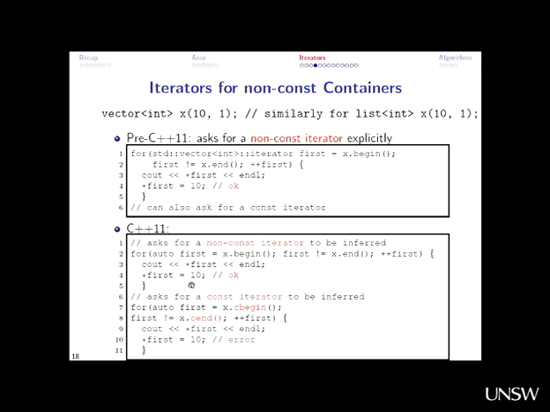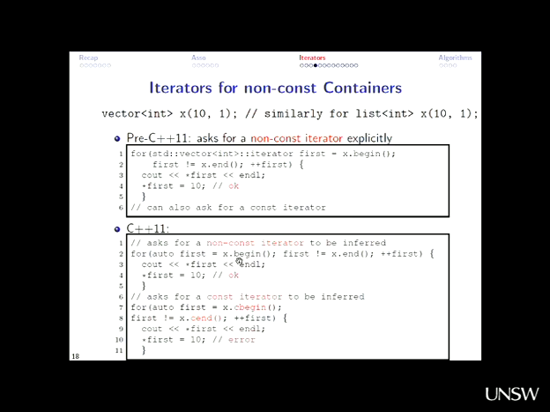What do people think that down here does? Yeah, so it's printing every element, so it's printing 1 10 times. And then every time it prints 1, it's changing that value to 10. Okay, so that's why it's non-const, because it's modifying it.